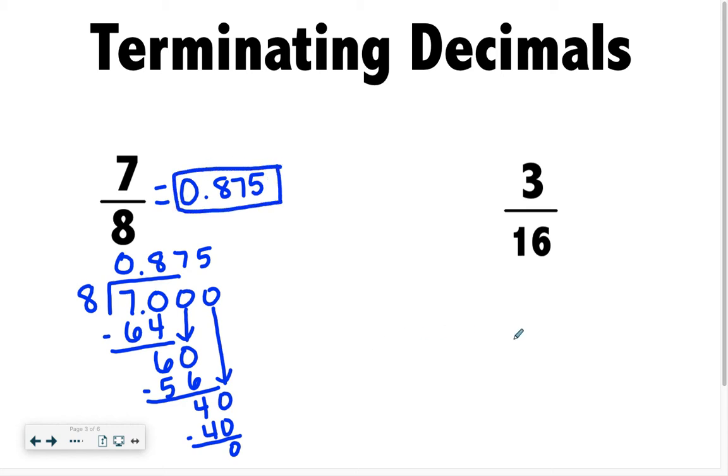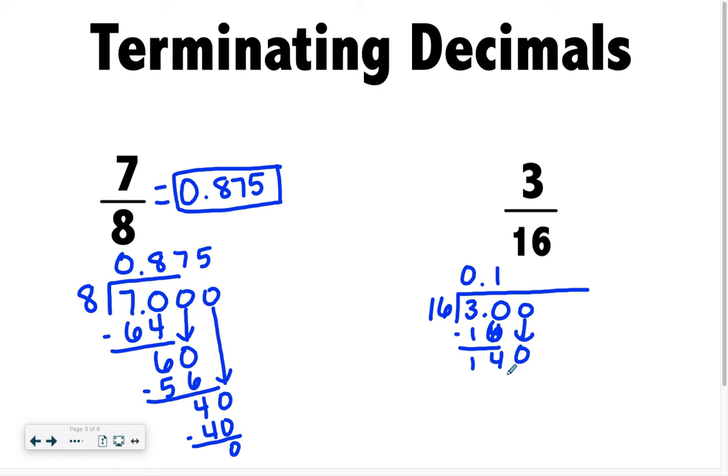Okay. Then let's go over here and look at 3/16. So again, the denominator goes outside of the division bar, and your numerator goes on top. 16 can't go into 3, so I'm going to put a 0. 16 can go into 30 one time. So 30 minus 16 is 14. And I bring a 0 down. So how many times can 16 go into 140?